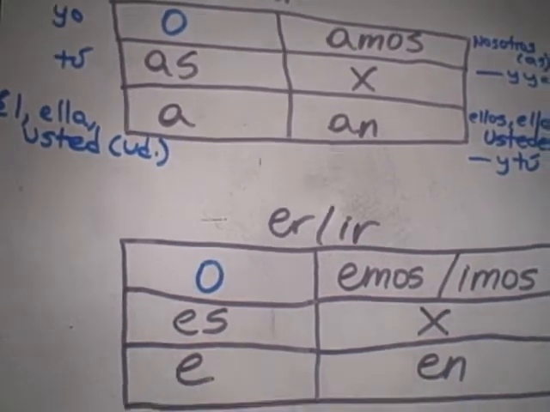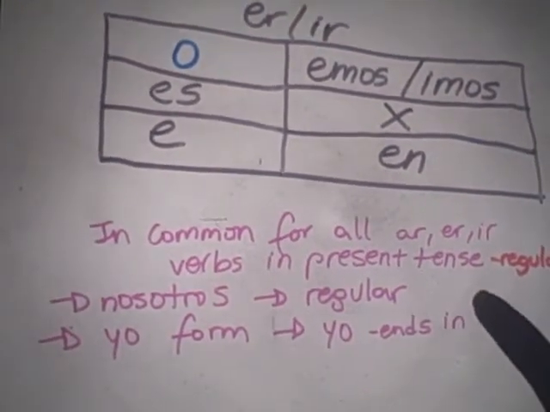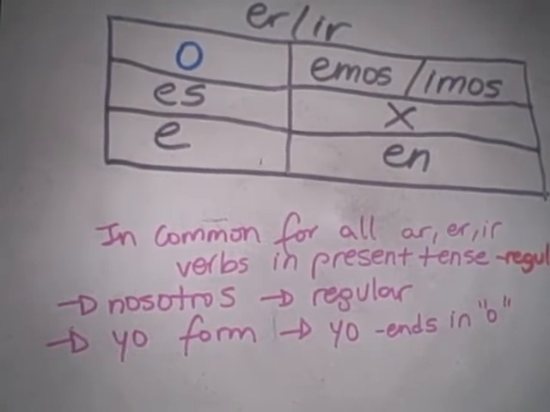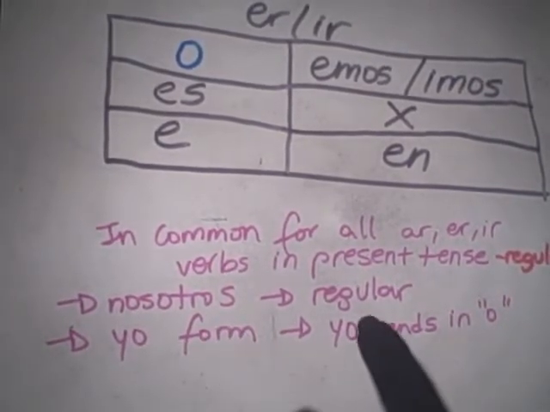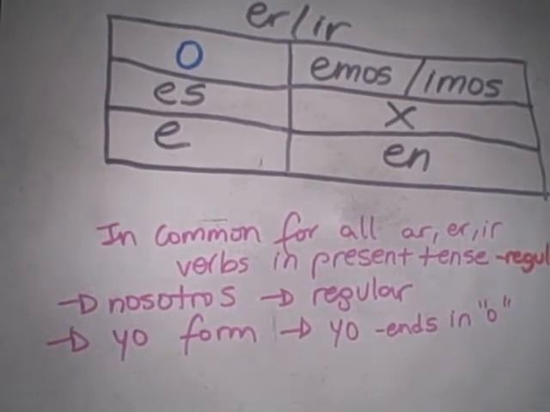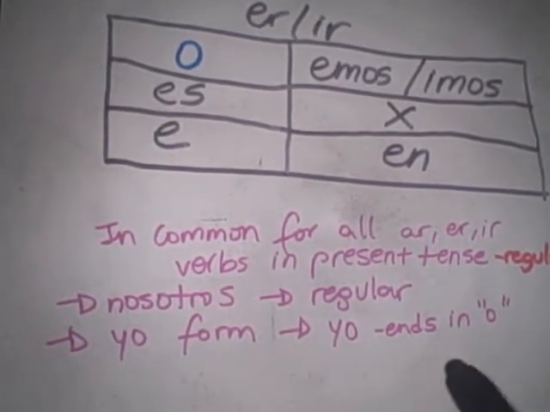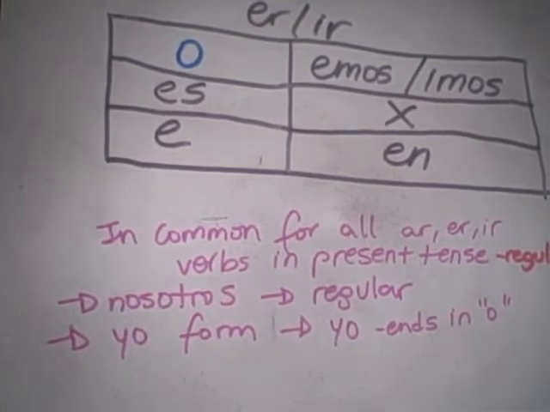But for all AR, ER, and IR verbs in the present tense, for all regular verbs, not the irregulars, all the O's are the same. The nosotros form is always the same and usually regular because it's a boot or shoe. And then the O form, again, is what I want you to focus on for now. That always ends in an O.